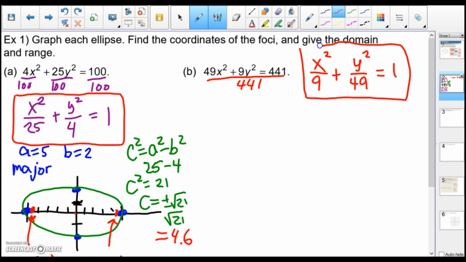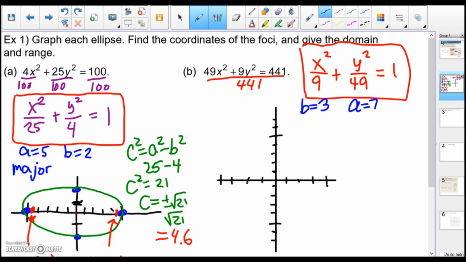We can see an ellipse that has a center at 0, 0. You should be able to see the a number now is along the y-axis. There's your major axis along the y, and your minor axis is along the x. So then we would have vertices at 7 up from the center and 7 down from the center, as well as 3 to the right and to the left of the center.